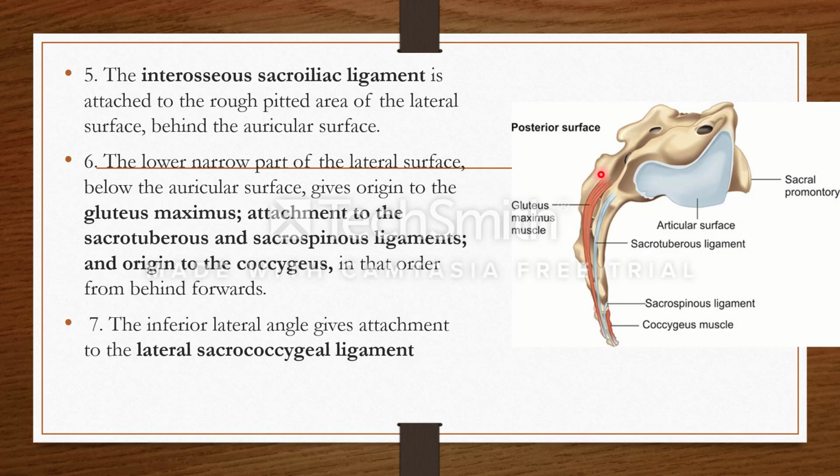What are they? Number one, it is giving origin to the gluteus maximus muscle. Here the sacrotuberous ligament is attached. Then there is the sacrospinous ligament which is attached, and then there is the origin of the coccygeus muscle. It is in order from behind forward. See here, the first structure which is behind is the gluteus maximus muscle. Then the sacrotuberous ligament, then the sacrospinous ligament, and then the coccygeus muscle which is present on the lower part of the sacrum. The inferior lateral angle gives attachment to the lateral sacrococcygeal ligament also.